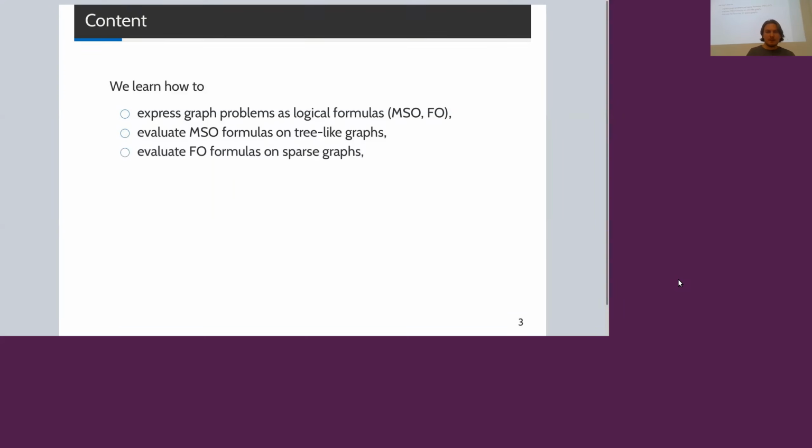Okay, and the first part is tree-like graphs and MSO logic. And the second part of the lecture is going to be evaluating first-order logic on sparse graphs. And this is all very well understood at the time. And if we then have time in the end, we're going to talk about an active research area, which is going to be how to translate all these results to the dense setting. So basically the whole lecture is about sparse graphs.